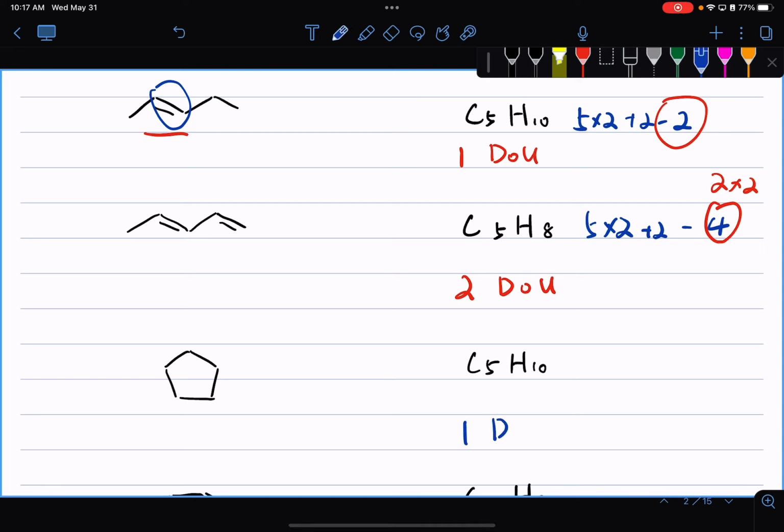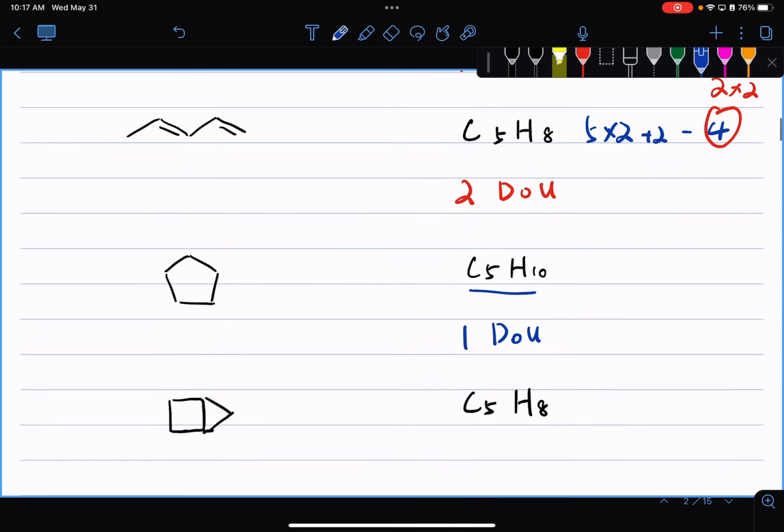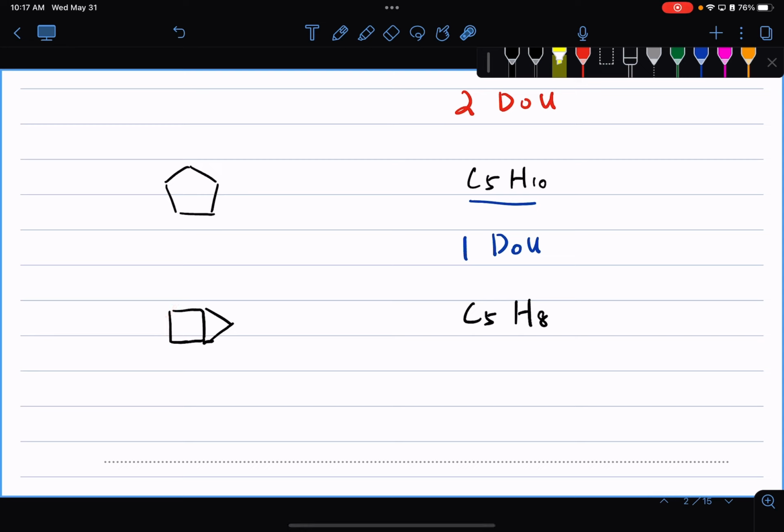So we have 1 DOU. The relationship here is, if your carbon number is 5, then it's just 5 times 2 plus 2 minus 2, so 1 degree of unsaturation. And then if your 2 rings fuse together, what we have is C5H8. So the 2 rings fused together corresponds to 2 degrees of unsaturation.